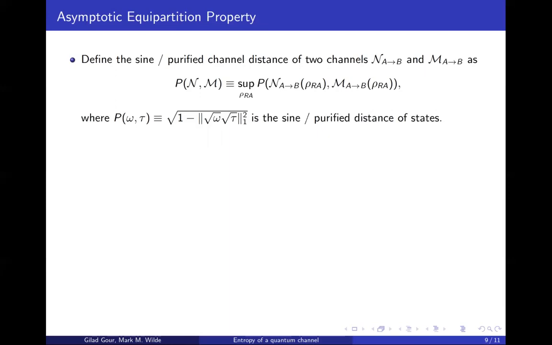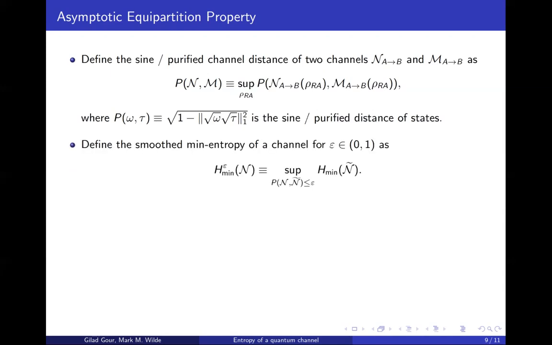We're not going to use that here. We're instead going to use something called the sign channel distance. It also goes by the name purified channel distance of two channels. It comes about from this formula for states. This is a metric on states, and it follows that this quantity is a metric on channels.